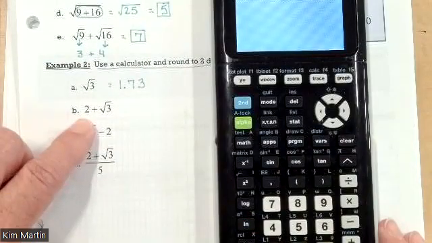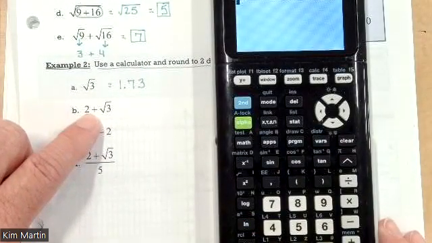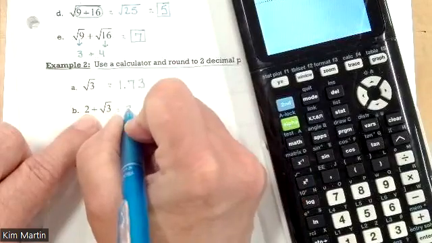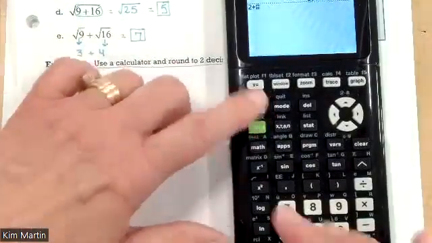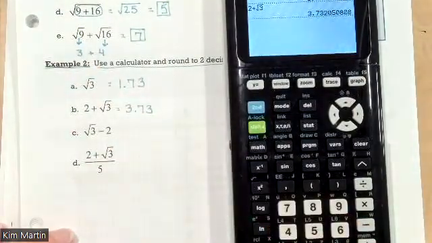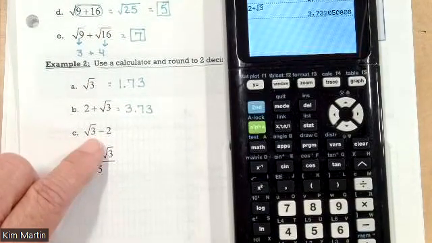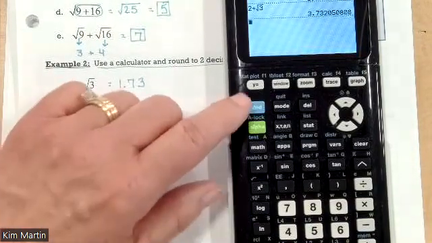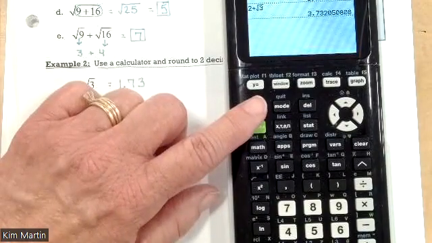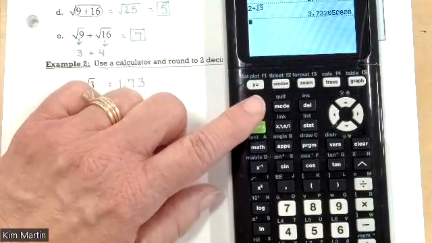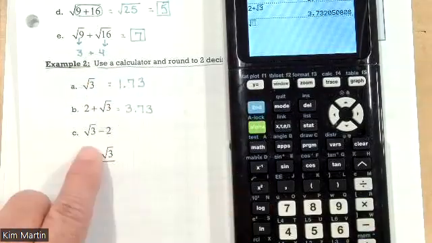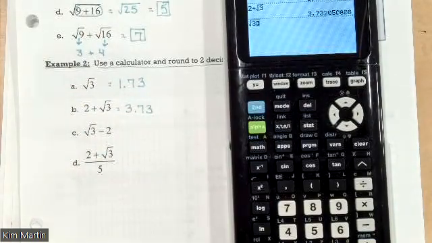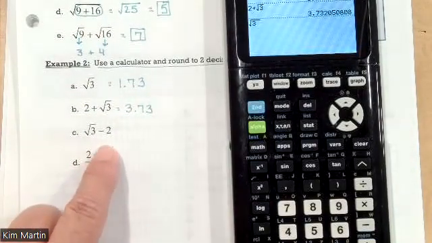This one right here, all you had to do is really add 2 to it, right? So you'd get 3.73, but chances are you're going to do 2 plus second square root of 3, and you're going to get 3.73. Here, you take the square root of 3 and you subtract 2. Now be careful. When you do second square root of 3, you're going to close that parenthesis and then you're going to hit -2.